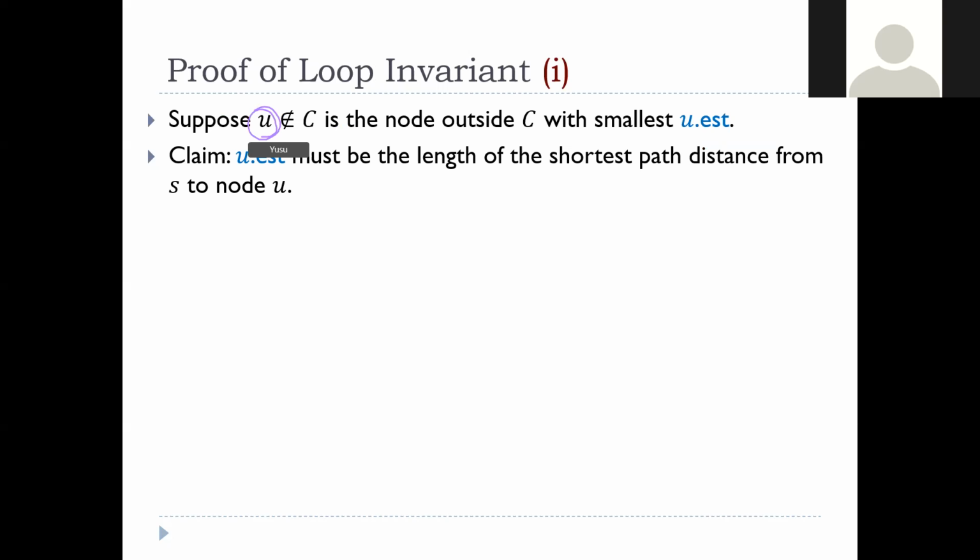So let's say U is the one that we picked. U is the node outside C with the smallest shortest path distance estimate so far. Then I claim that this estimate right now has to be the length of the shortest path from S to this node. In other words, this node with the smallest estimate right now has already found the correct shortest path distance. That's a claim. So how do we prove that's the case?